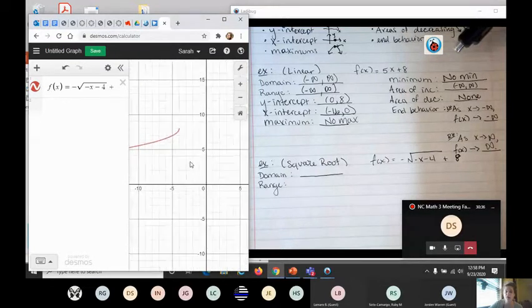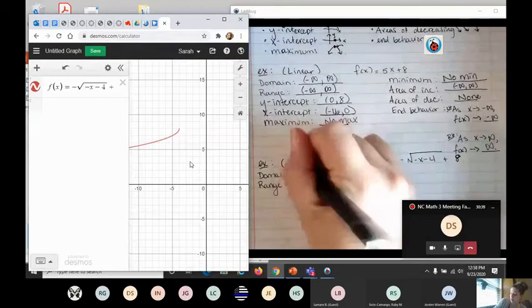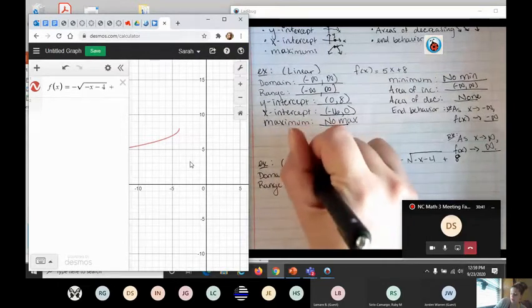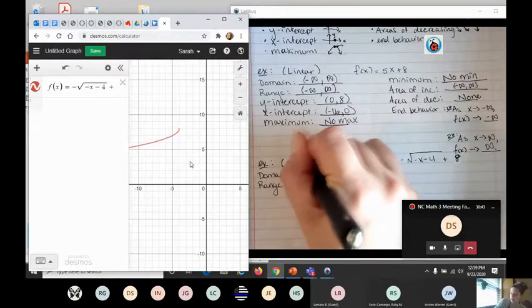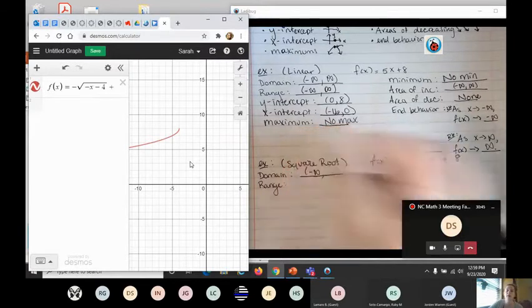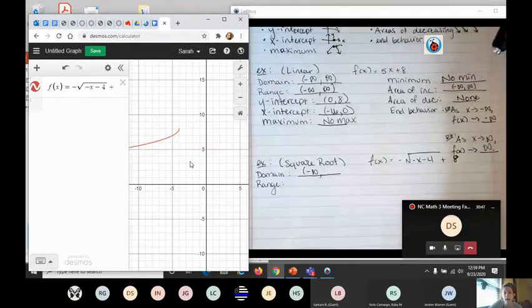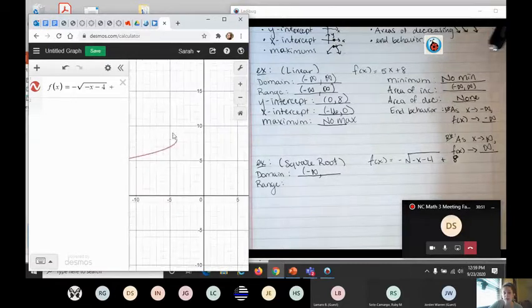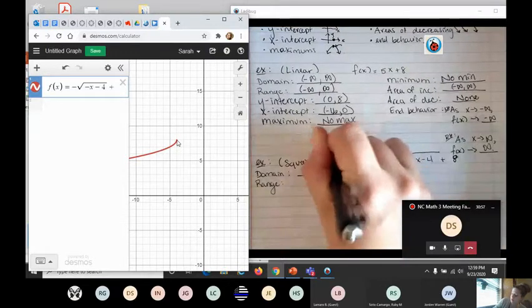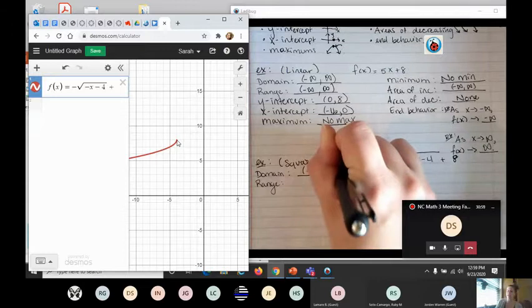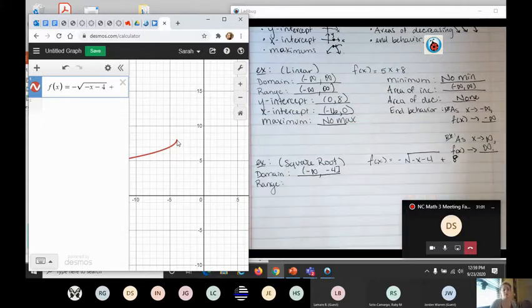So that means for my domain, my lower value should be negative infinity, okay? And to the right, it does stop. There's a point right here where it does stop at -4. So it all goes all the way up to -4. It includes -4, and that's as far as it goes. So that's our domain.